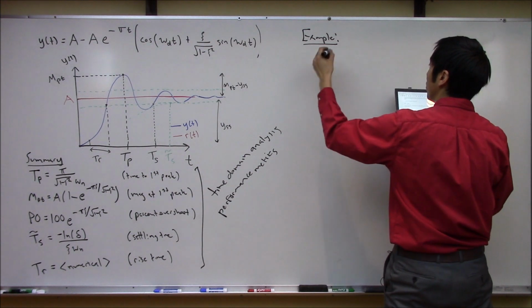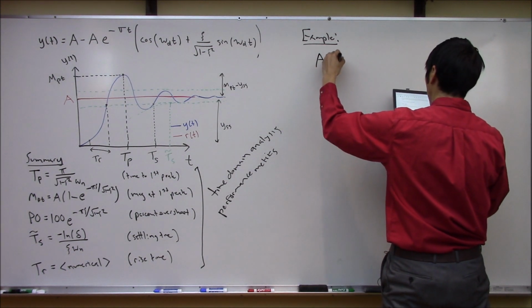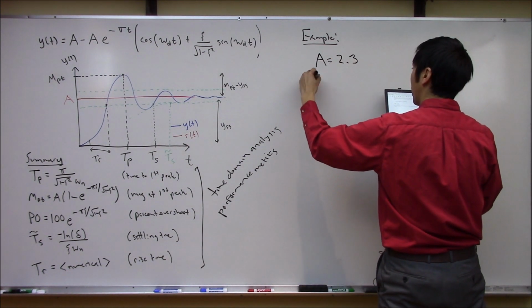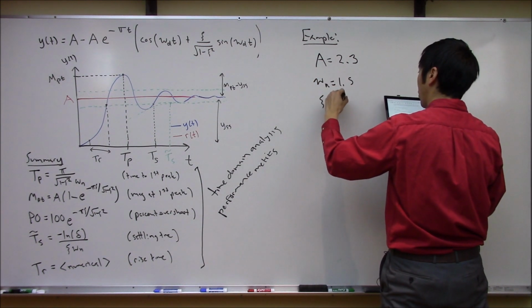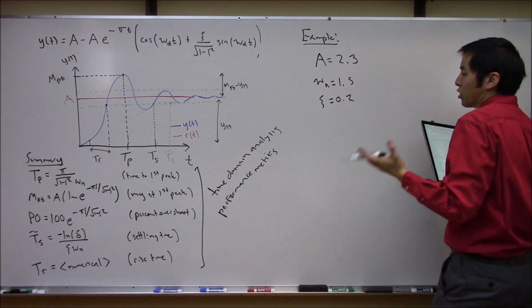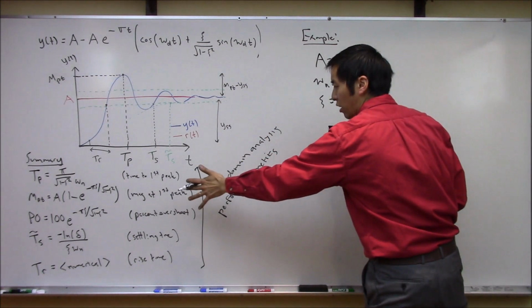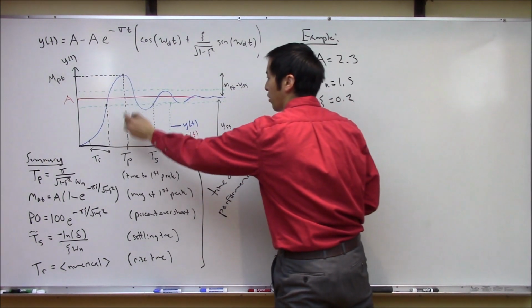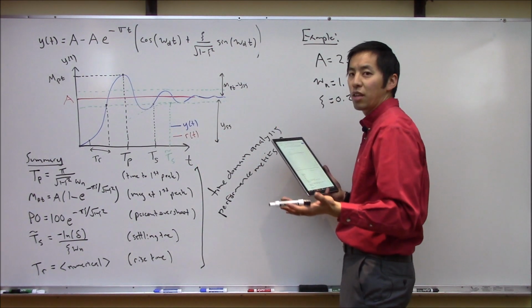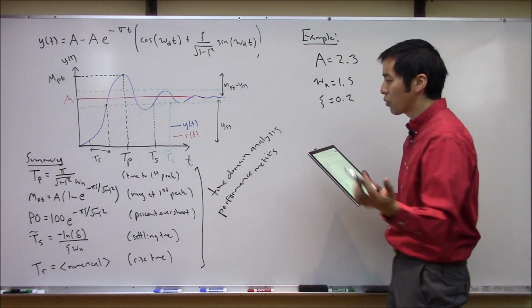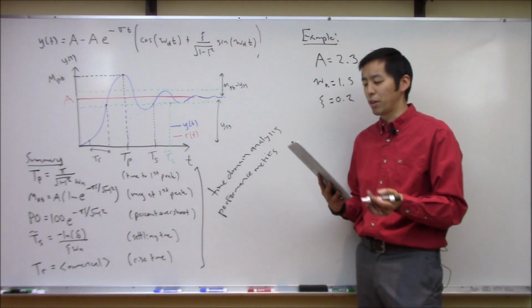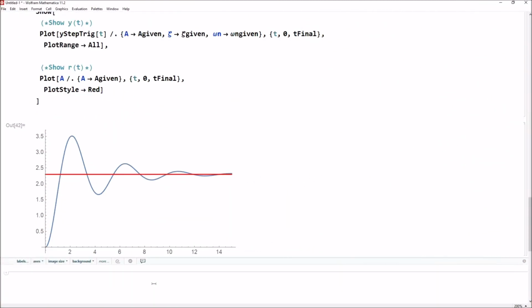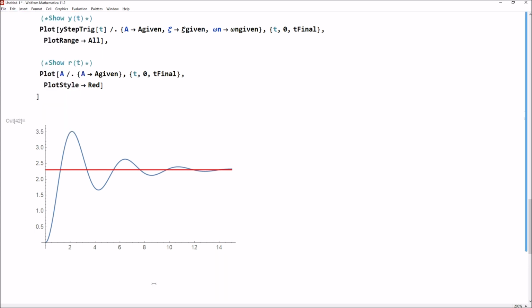So let's use a step input amplitude of 2.3 units, an omega n of 1.5, and a zeta of 0.2, right? So let's just plug all these in, calculate all of our performance metrics, and then look at how they compare to what the actual system did to see if they're actually reasonable. To do this, let's run over to Mathematica, because it's much better at evaluating these things than I am at the board. All right, so why don't we go ahead and run through an example here.